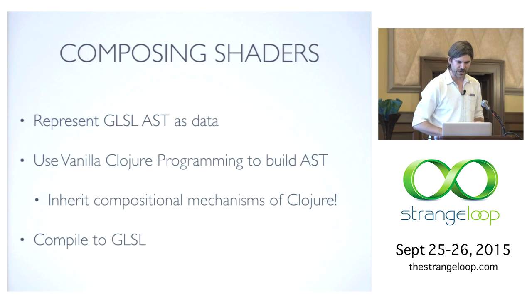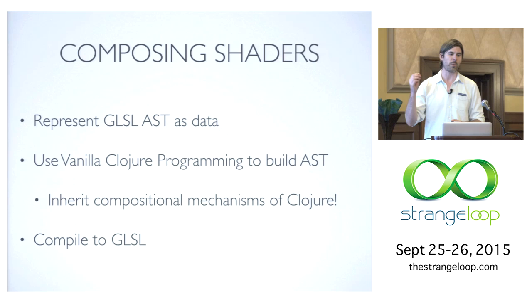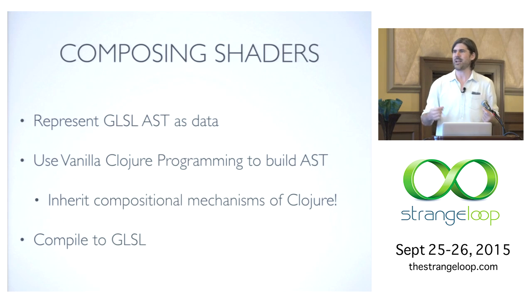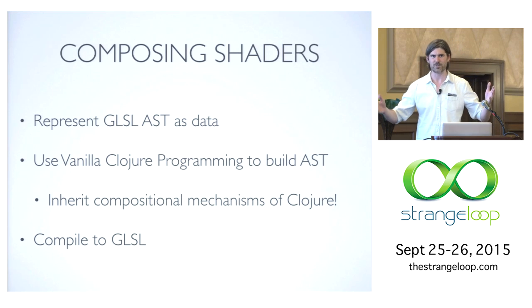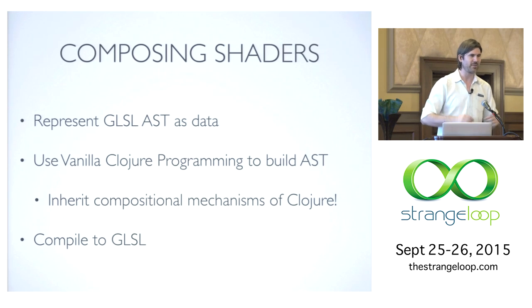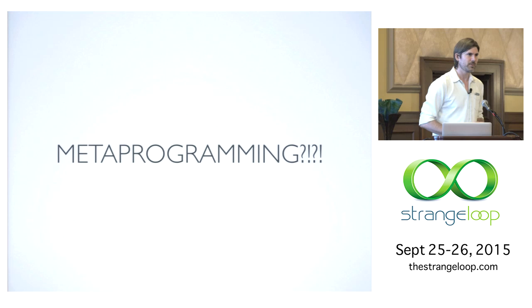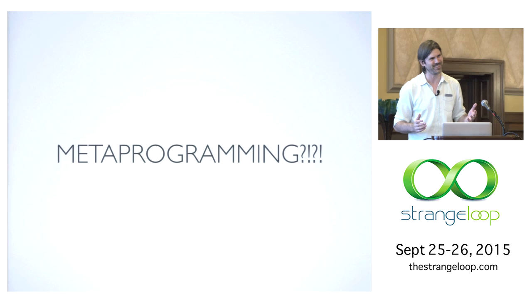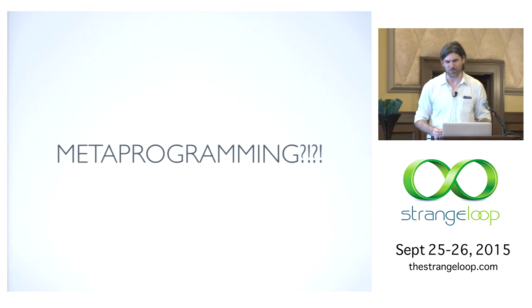So let's go into shaders. As I alluded to, we're going to represent the GLSL AST as data. And we're going to use vanilla Clojure programming to build up that AST, which means we get to inherit all the compositional properties of Clojure, right? Functions, multimethods, protocols, all these data structures, whatever. Clojure has compositional mechanisms, we get to use them. And we're going to compile that to GLSL. Now, the discerning listener will be like, this sounds like metaprogramming. But isn't metaprogramming like the least simple and least compositional thing we could imagine? This doesn't sound like vanilla programming.